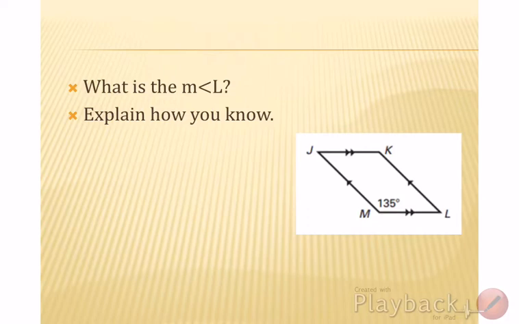What is the measure of angle L? The third property about parallelograms is that consecutive angles are supplementary. When you subtract 135 from 180, you get 45 degrees, and that is the measure of angle L. You might want to set that up for yourself, do your own math, make sure this is correct.